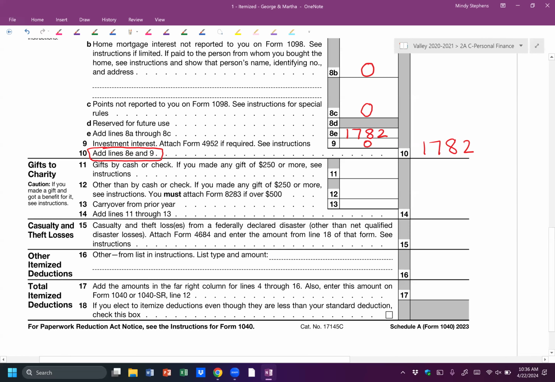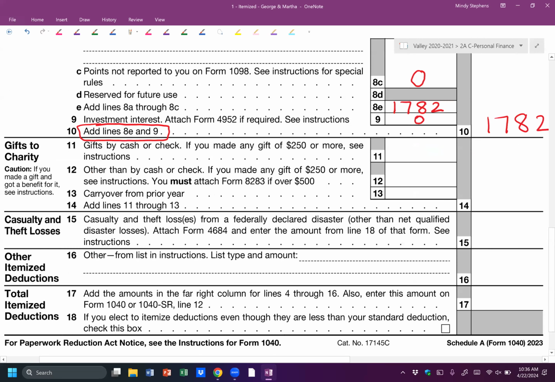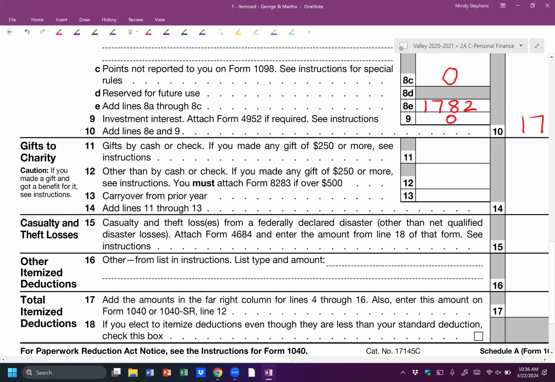Last two sections. So the next one is gifts to charity. So the number 11, it says gifts by cash or check. Make sure you pay attention. Look at number 12, just so you can see the difference, other than by cash or check. So 11 is actual cash that you're giving to somebody, or a check, which is actual money. 12 is if you're donating things or items, like you donated clothes or you donated shoes. The first one is cash. The second one is items. So looking at our paper, we have both cash and gifts to Goodwill, which would be things. So we've got both of those on this guy's information.